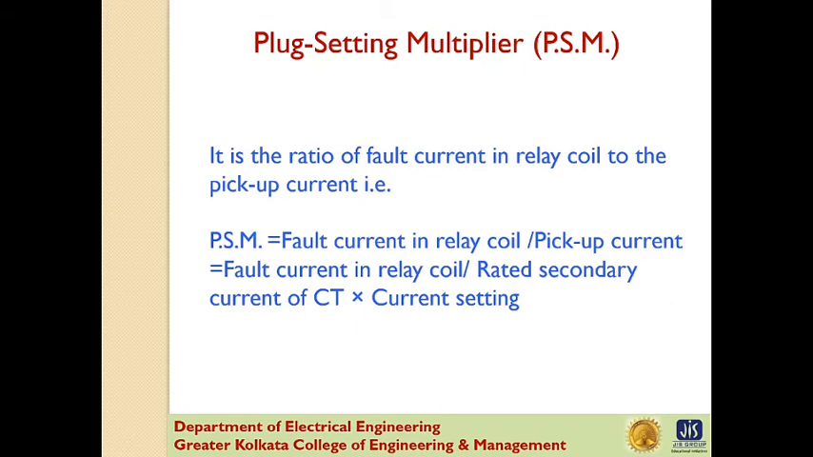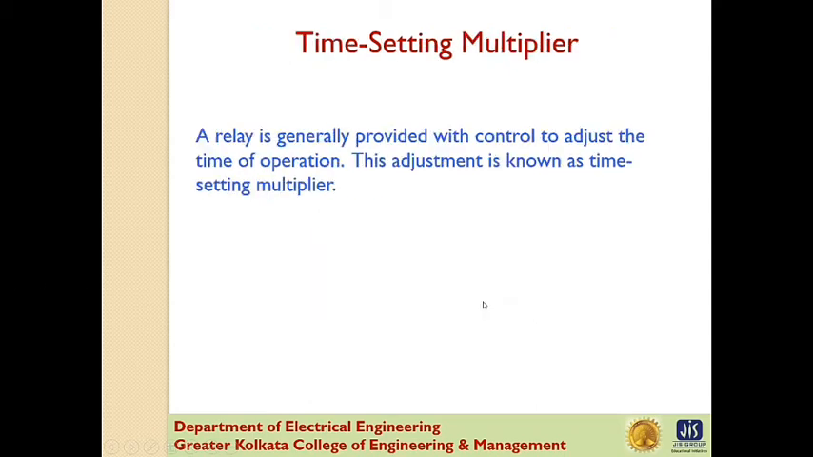Next is the plug setting multiplier, or PSM. It is the ratio of fault current in the relay coil to the pickup current. PSM is equal to fault current in the relay coil divided by pickup current. Now, pickup current can be written as rated secondary current of CT into current setting. So PSM is equal to fault current in relay coil divided by rated current of CT into current setting.